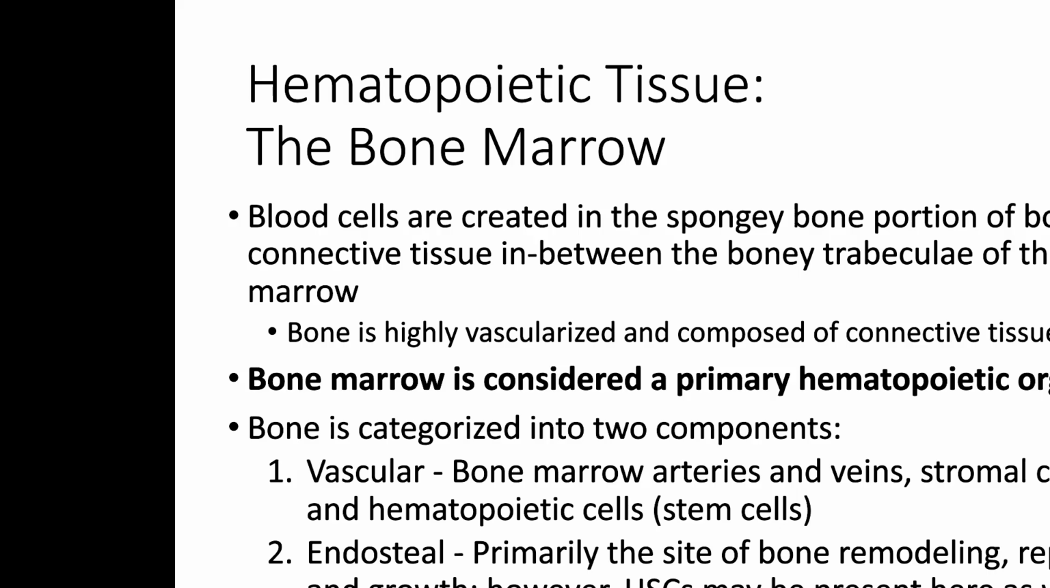Again, the bone marrow is considered a primary hematopoietic organ. Your bone, therefore, has to be highly vascularized and made up of a lot of connective tissue. That tissue will be categorized into two components. One is your vascular. This is a lot of your arteries and your veins, as well as your stroma cells and your hematopoietic cell. The endothelial is basically the structure that supports the vascular structure. It's where bone remodeling, repair, and growth is done. Though you might see a little bit of stem cells there.